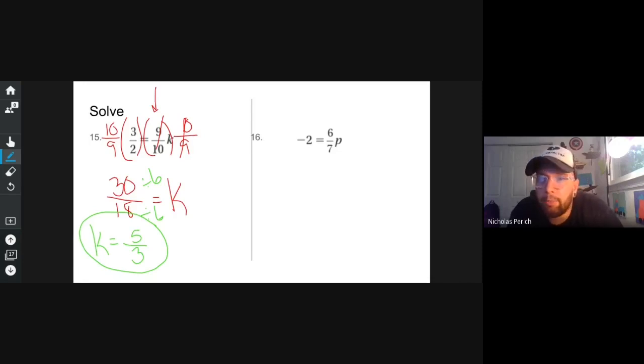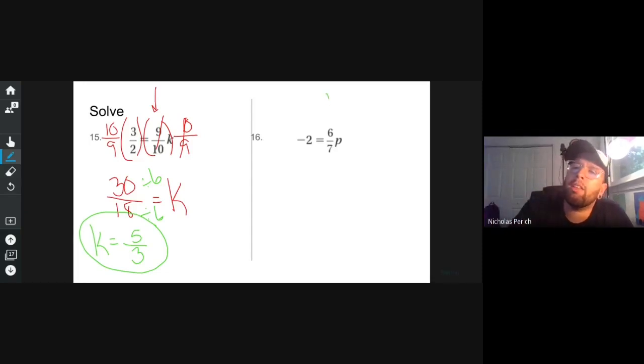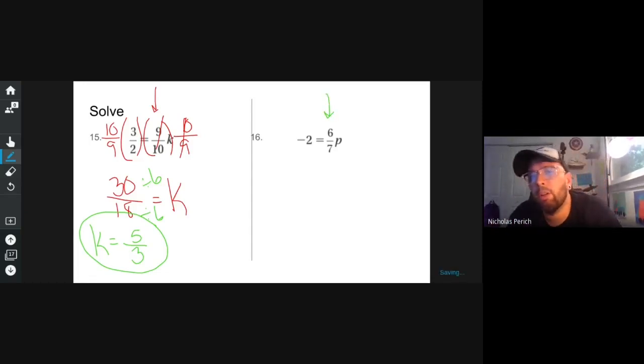Look on the right side. Is P all by itself? No. What's in the way? 6 over 7. How is 6 over 7 in the way? It's being multiplied to P. So I guess what I could do is divide both sides by that fraction. But instead of dividing a fraction, multiply the reciprocal.